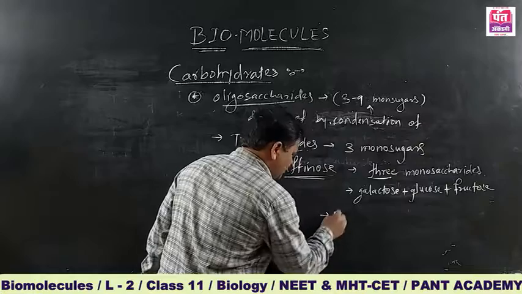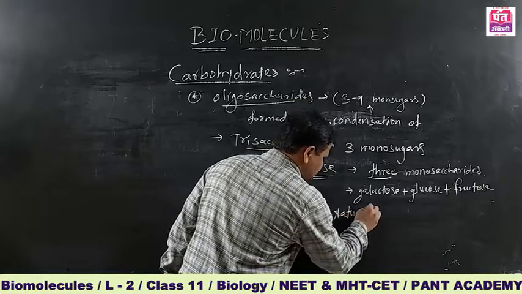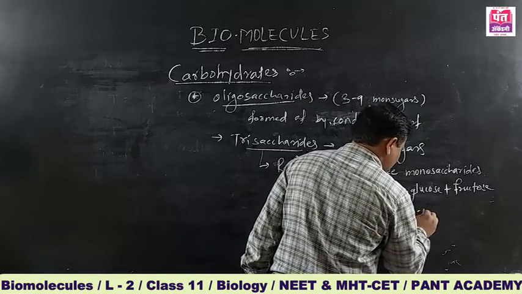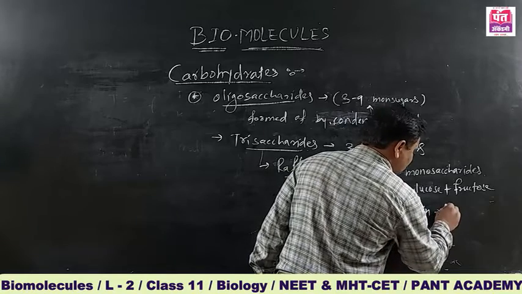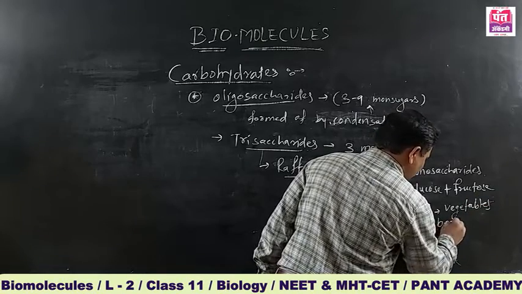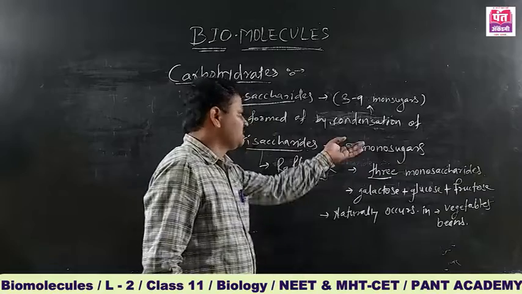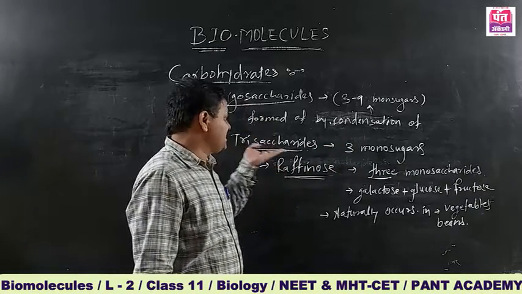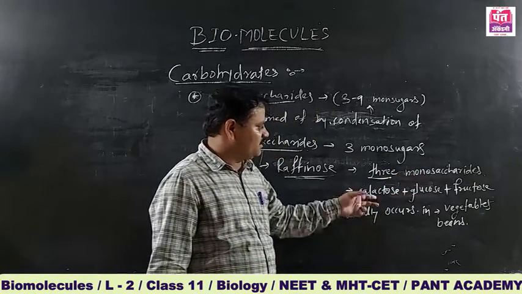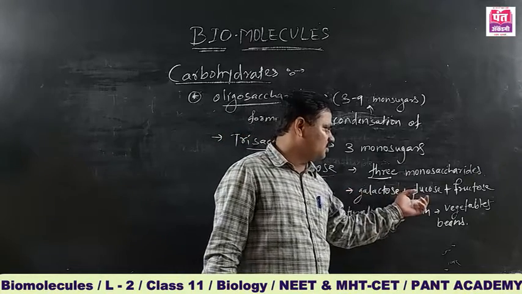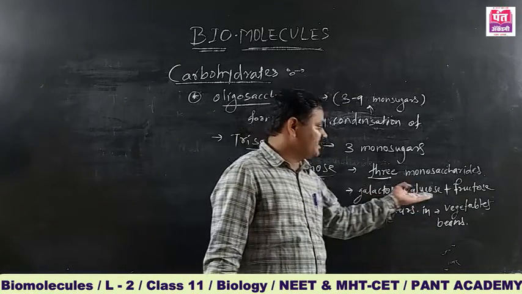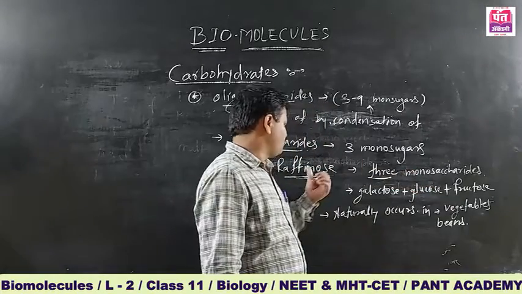It mostly occurs naturally in vegetables or beans. You can see this raffinose is a trisaccharide containing 3 monosaccharides. Especially in raffinose there is a galactose, glucose and fructose, and these 3 monosaccharides come together and form raffinose.